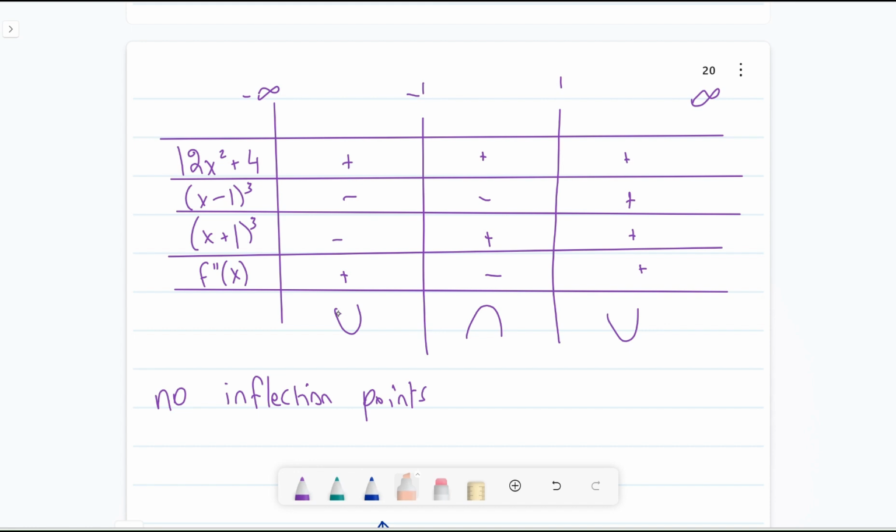Notice that the concavity changes from upward to downward and then from downward to upward. So usually we would say that we have inflection points at negative 1 and 1. However, just a reminder that for these points to be inflection points, they have to be part of the domain. Are negative 1 and 1 in our domain? No, they are not. Therefore, they are not inflection points.